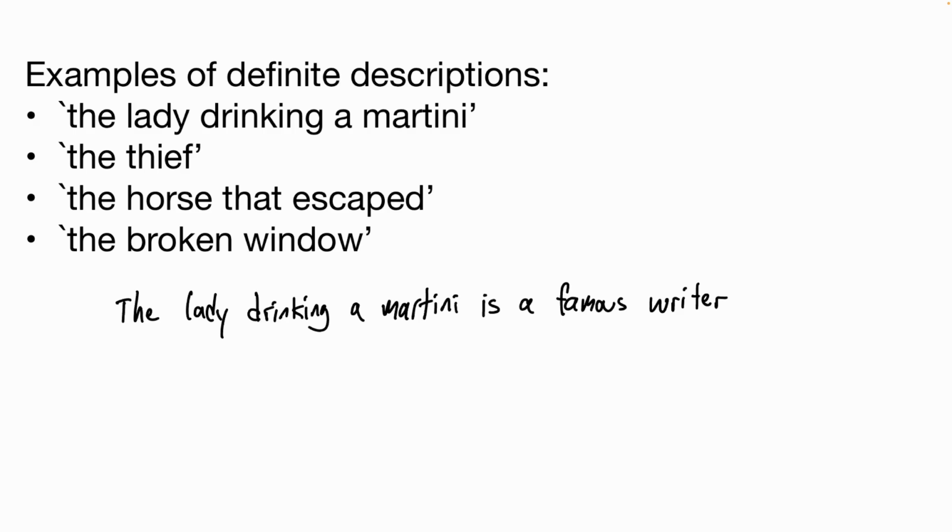The British philosopher Bertrand Russell, writing in the early 1900s, put forward a view about what we're saying when we utter a sentence like, the lady drinking a martini is a famous writer. Speaking of the lady drinking a martini, or the thief, or the horse that escaped, implies a uniqueness. It implies that there's just one.